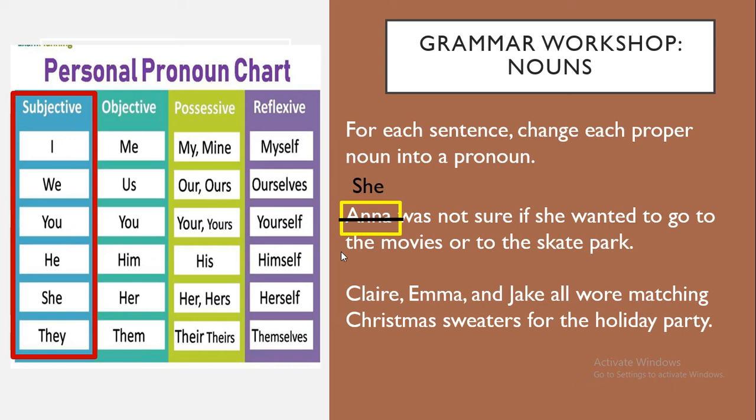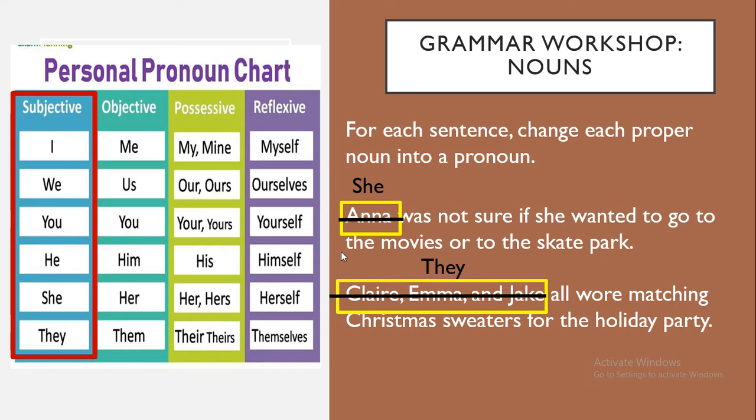And so your first step would have been to identify your proper nouns, which we have multiple here. We have Claire, Emma, and Jake. And so you're going to look in your pronoun chart and say, what do I do when I have more than one? It's plural. When you look at plural, you only have two options. You have we and you have they. So we know that when you're saying we, you're including yourself. However, we do not see that the person speaking is including themselves. And so it's safe to say that we can replace Claire, Emma, and Jake with they. They all wore matching Christmas sweaters for the holiday party. You should have something like this on your paper.